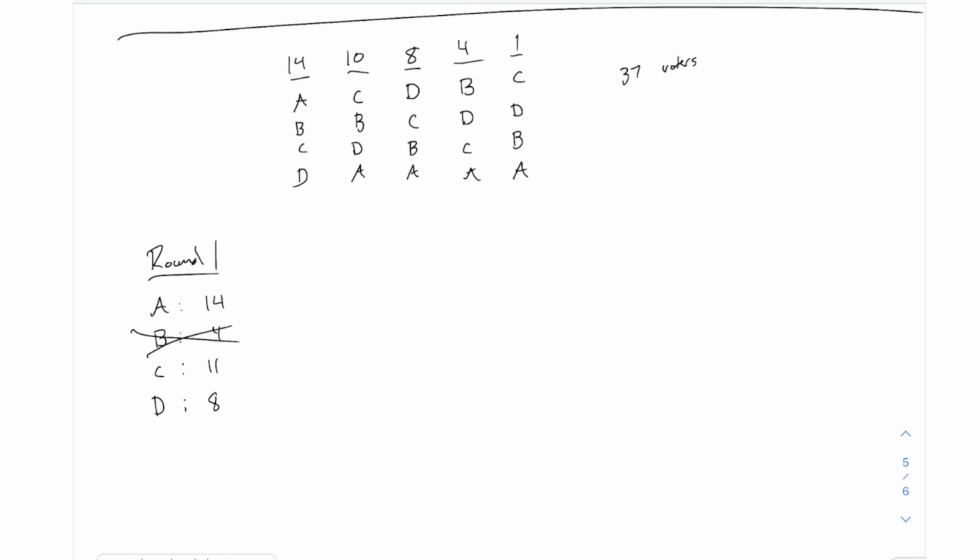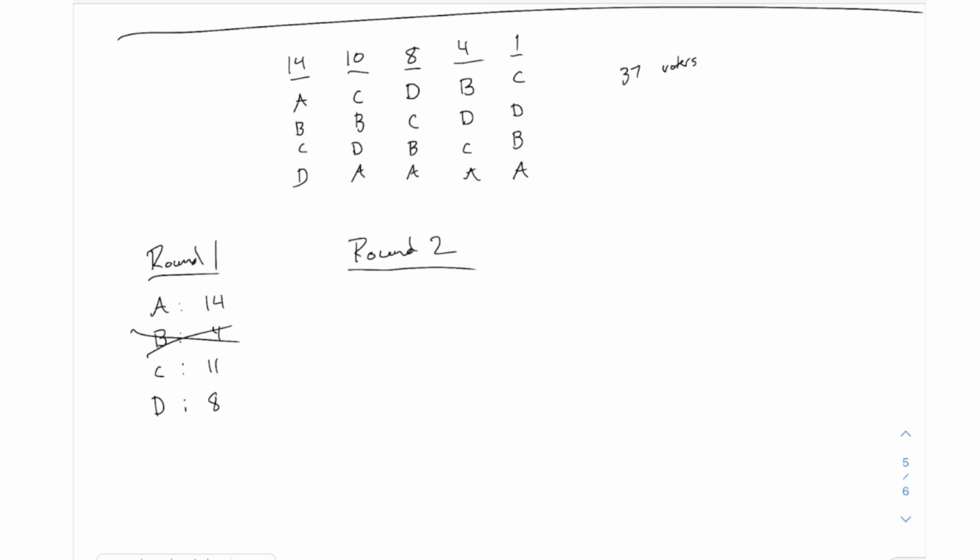Remember, actually, B was the winner if you used Borda. So you can get actually very different results using this instant runoff versus Borda. B is out in the first round. All right, round 2.